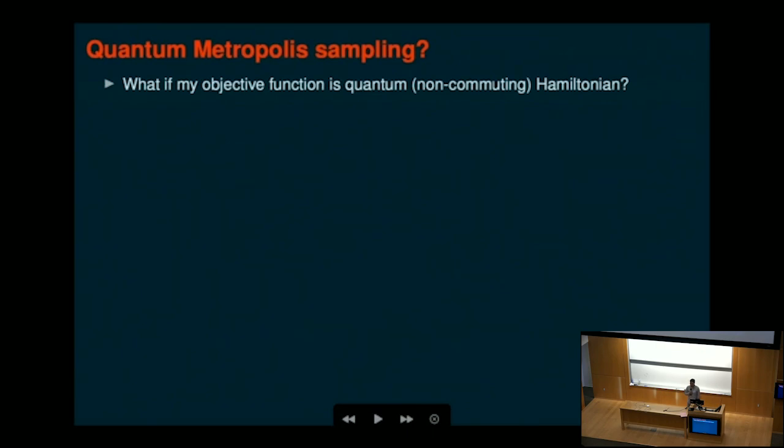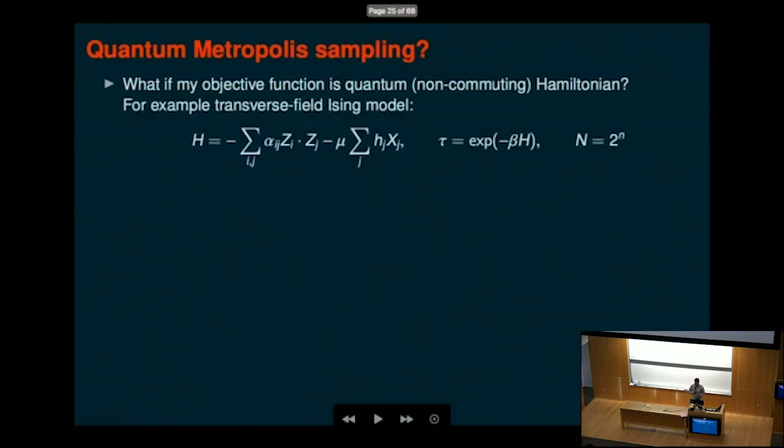Okay, now that we understood discrete and continuous time Markov chains and their Metropolis and Glauber dynamics, it's time to look for the quantum version. So how do we construct a quantum Metropolis algorithm? Well, first of all, you need to change the objective function.